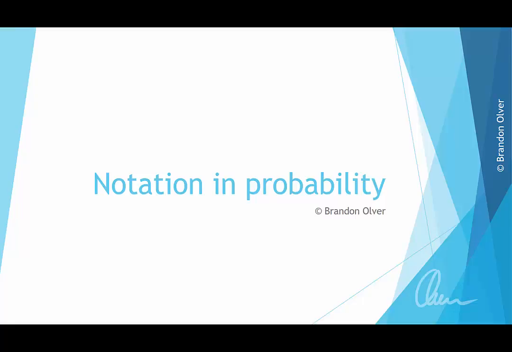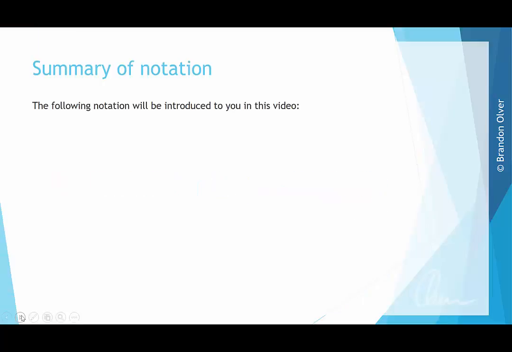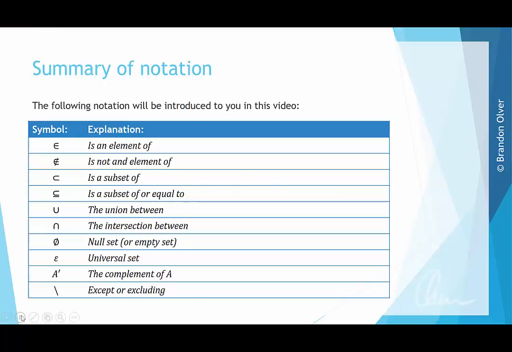In this video, we're going to look at notation and its use in probability. So the following notation will be introduced to you. The first symbol looks like this E symbol, and that stands for "is an element of." So you could say 2 is an element of even numbers, and you could use that symbol to represent that.